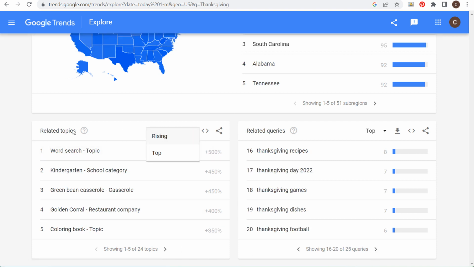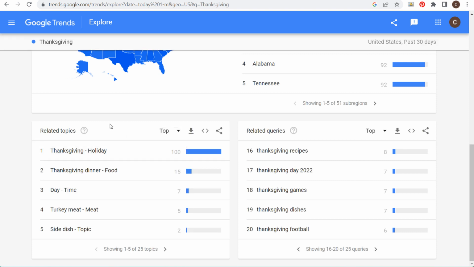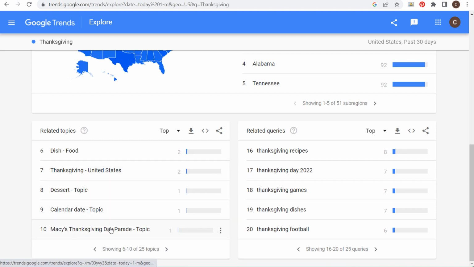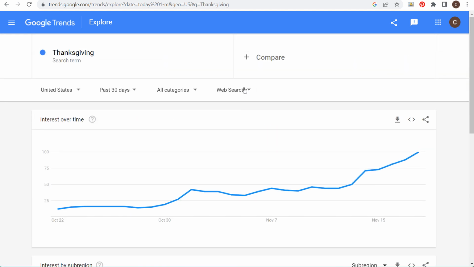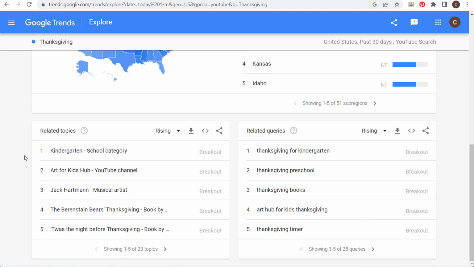And you could do the same thing over here with topics. Let's look at some of the rising topics still. Trivia, food, drink, side dish. So a lot geared around food, obviously, and then some for kids. And then related topics: Thanksgiving, Thanksgiving dinner, turkey meat, side dish, dessert, calendar date, Macy's Thanksgiving Day Parade. So that's web search. Now, if we go to YouTube search, for example, we're going to get different results. So we come down here, you're going to see a lot geared around kids.